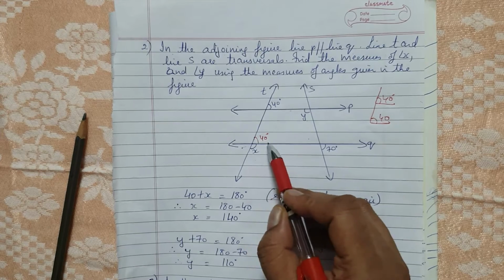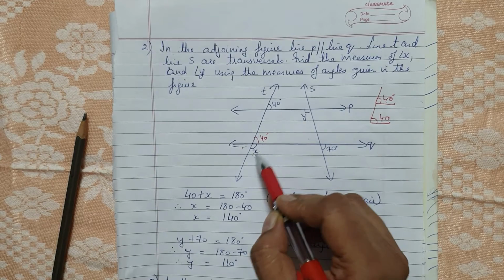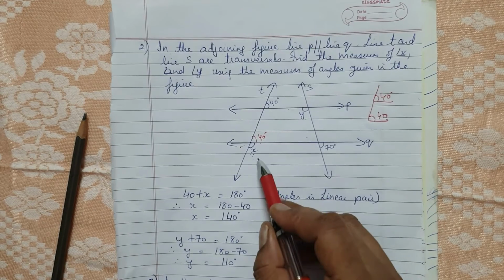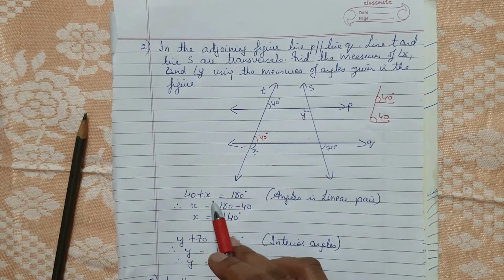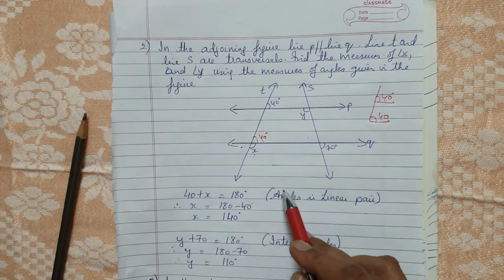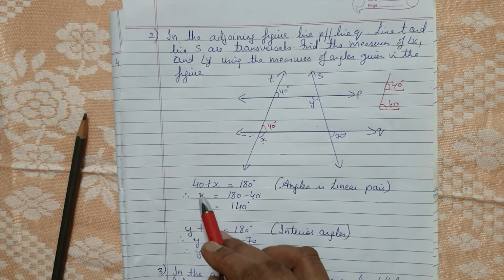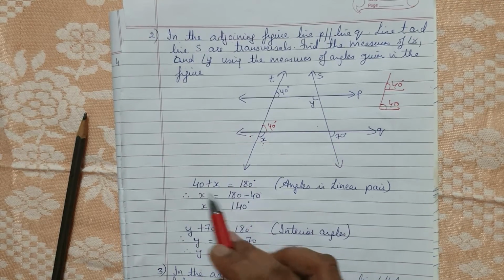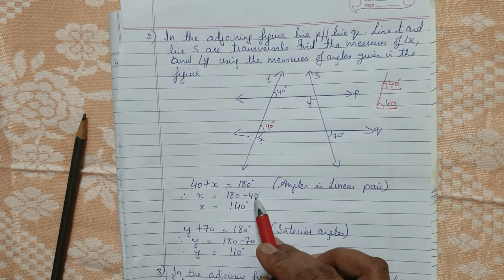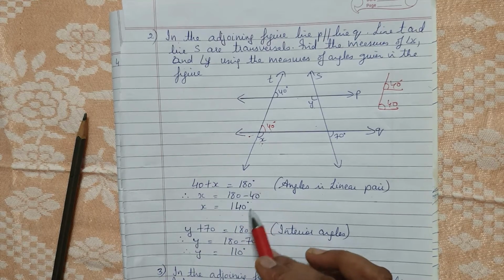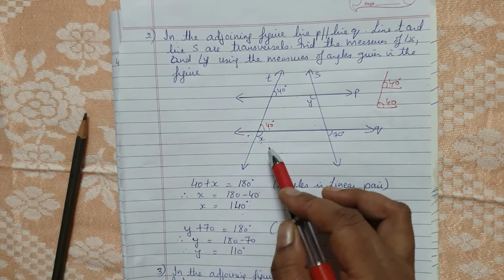Now this is forming a linear pair because they are side by side. 40 is here, x is here. So they are forming a linear pair, and linear pair means their measures are 180 degrees. So 40 plus x is equal to 180 degrees. In the bracket you write the reason, angles in linear pair. So x is equal to 180, this 40 will go to this side and become minus. So x is equal to 180 minus 40 is equal to 140 degrees. So we got the measure of angle x.